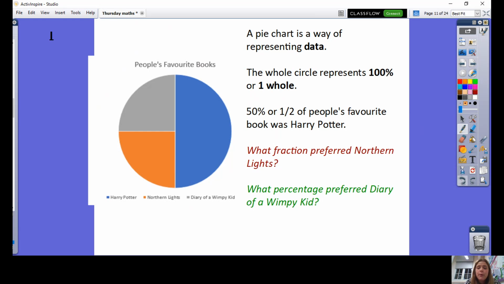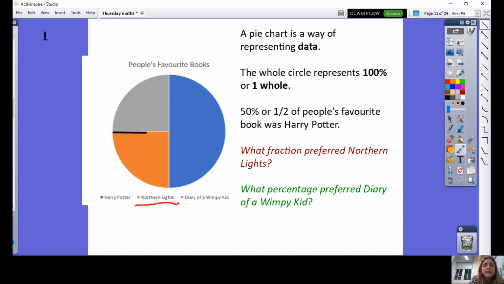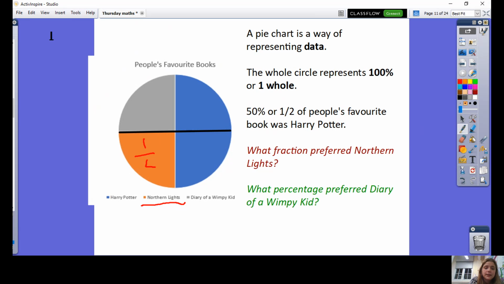My first question says, what fraction preferred Northern Lights? I go to my key to find Northern Lights. I find it on the pie chart and I think to myself, if I'm looking at this section of the pie, what fraction is that? In order to help yourself, you can imagine the circle split into completely equal parts. If it was split into equal parts of that size, it would look like that. That's right, I have 1/4 preferring Northern Lights.